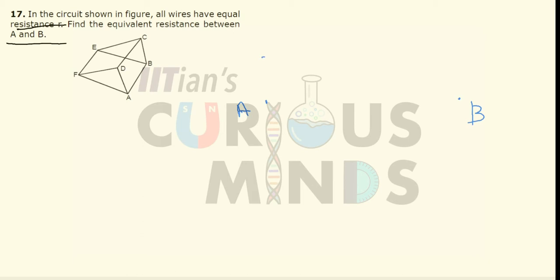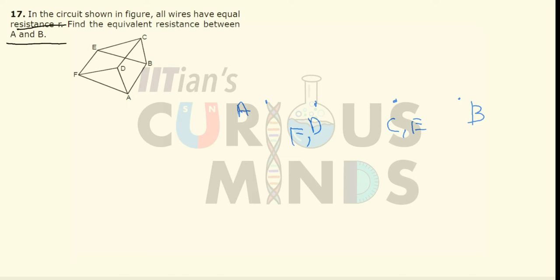Let there be a point D. And now D and F will be at equal potential since they are symmetric to each other. And over here I can say that C and E are at equal potential since they are symmetric to each other, given the symmetry.